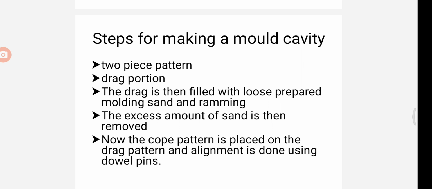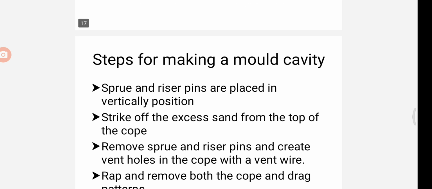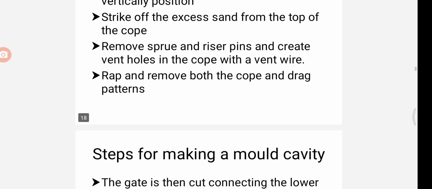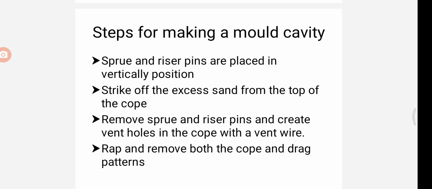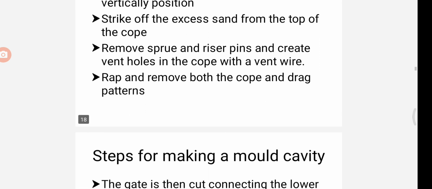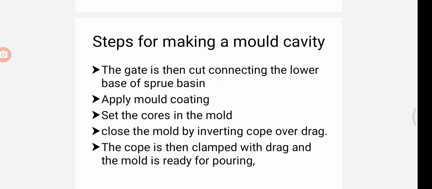Here we are using the two-piece pattern, the drag portion. The drag is filled with the loosely prepared molding sand and rammed. Next, the excess amount of sand is removed. Now the cope pattern is placed on the drag pattern and alignment is done using dowel pins. So these are the procedures. Strike off excess sand from the top of the cope. Finally, we have to remove the sprue and riser pins and create the vent holes in the cope with the vent wire. Apply the mold coating. Set the cores in the mold. The cope is then clamped with the drag and the mold is ready for pouring.